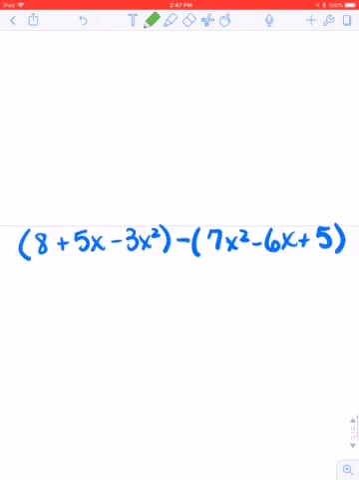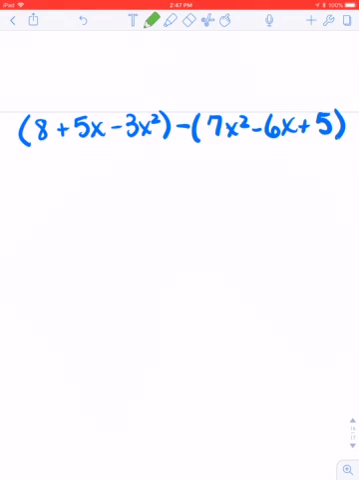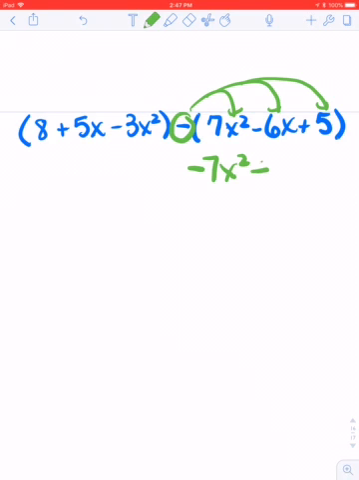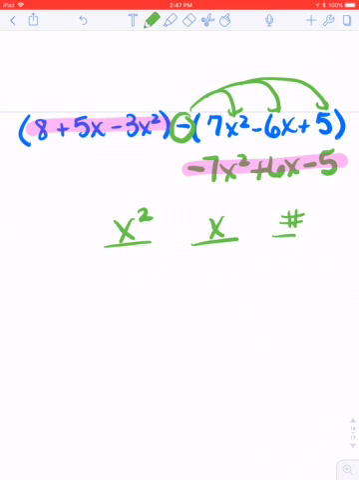Okay, let's look at our last one. Again, in a subtraction problem, you're going to distribute to all of these. Positive 7x squared becomes negative 7x squared. Instead of minus 6x, it's going to be plus. Instead of plus 5, it's going to be minus 5. Then when you go to set up your columns, use those numbers. So x squared is the highest exponent, and then x, and then your number.